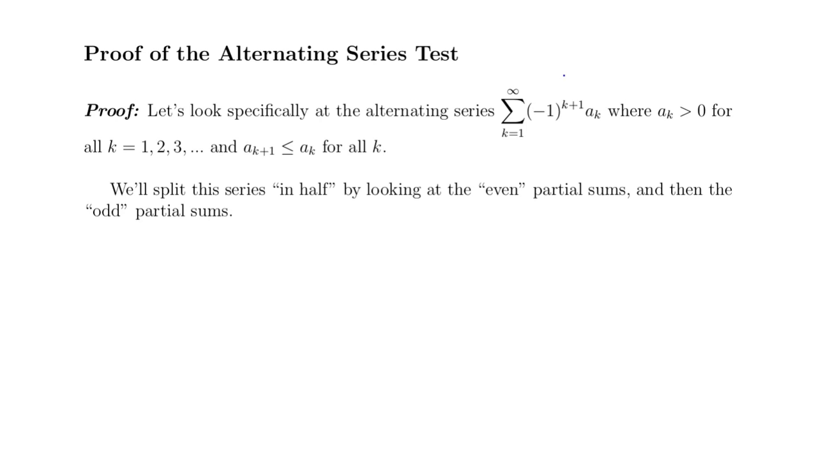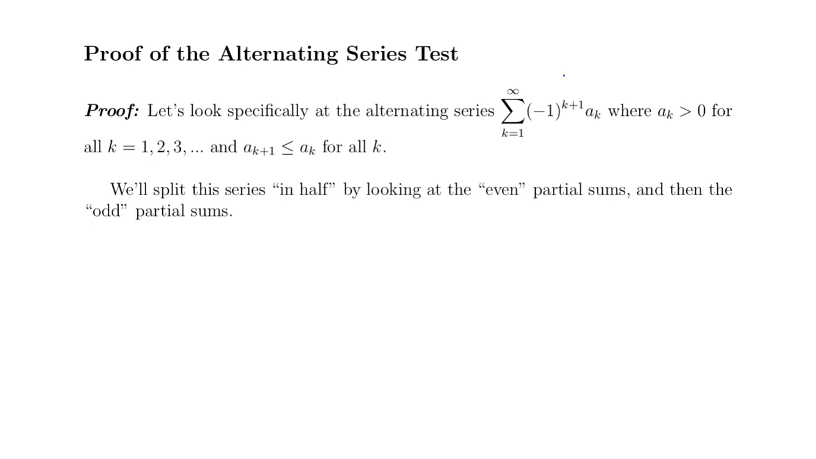It's a bit of a weird proof, but oh well. We're going to look specifically at this version of an alternating series where all the terms are positive for all the k's, 1, 2, 3, 4, etc. And we're going to notice that all of the next terms are less than or equal to all of the beginning terms. Now, we said it was only needed that they eventually have this non-increasing behavior, but I'm just going to say right off the bat it's non-increasing. You can tinker with the proof and change it a little bit by cutting things up, but whatever. We're going to split the series in half, and we're going to look at partial sums.